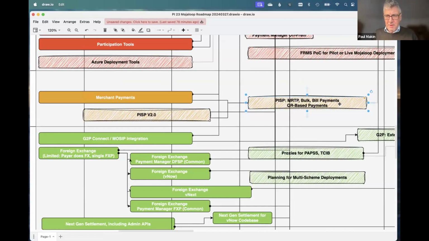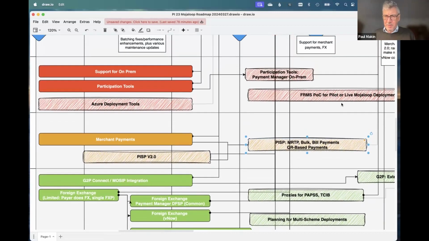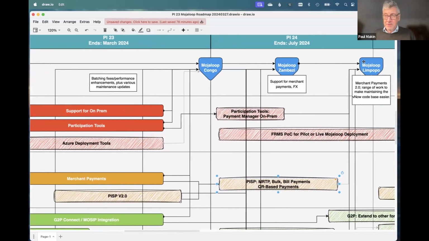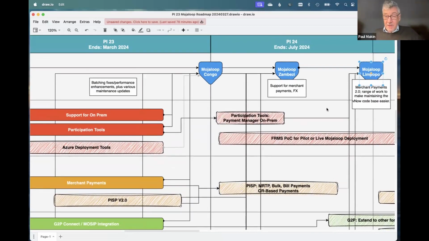So I think that's going to be a very important work stream for the next PI, and we expect merchant payments 2.0 and other elements to be integrated into Mojaloop Limpopo at the end of PI 24. So merchant payments v1.0 will be in Zambezi and 2.0 in Limpopo. As Sam said earlier today, merchant payments is almost ready, was not ready in time for integration into Congo, but it will be there in Zambezi.